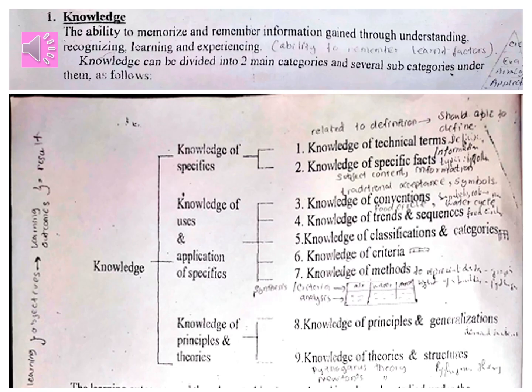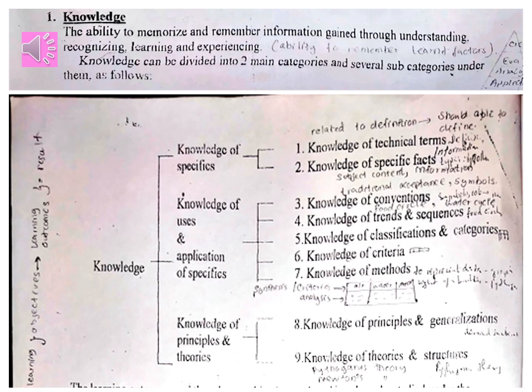The ability to memorize the information and the ability to remember the information gained through understanding, recognizing, learning, and experiencing. As this child has written, you can remember like this: knowledge is the ability to remember the learned facts. At least remember like that. What is knowledge? The ability to memorize and remember the information learned.